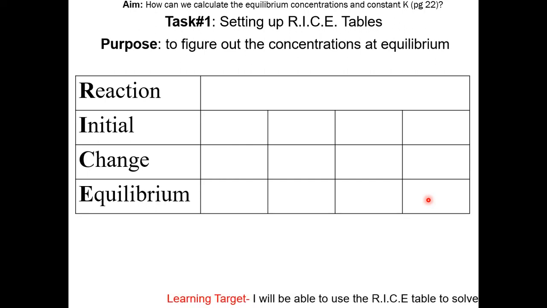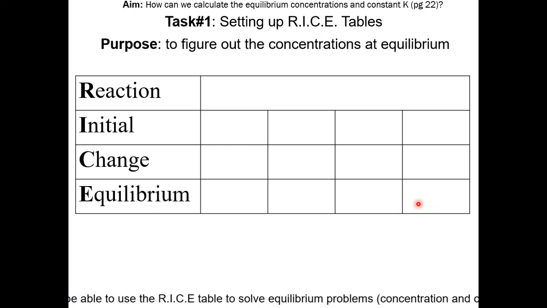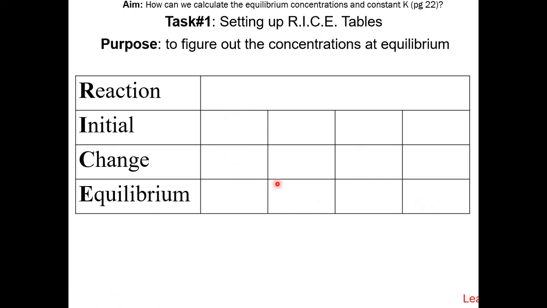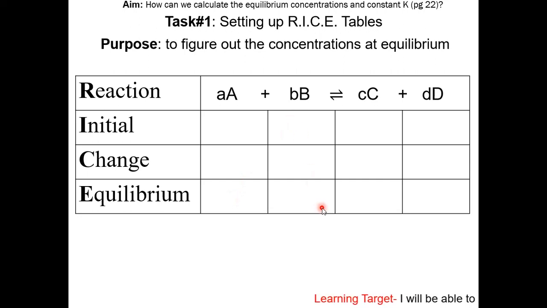The first step, whenever you come across a question asking for the concentrations or partial pressure at equilibrium, if you're given initial amounts, is to draw or set up a RICE table, like this. Next, you want to write the chemical equation in the first row, with each substance aligned with each column. Since there's 4 substances, there'll be 4 columns.